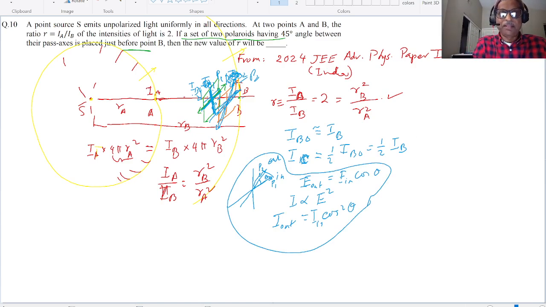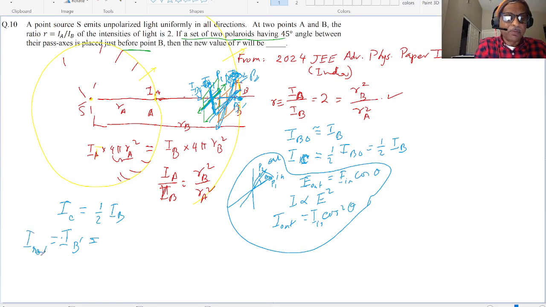So IC is half IB, and then the one through the polarizer, let's call this B prime, IB prime, which will be the new IB after two polarizers, right? That will be IC times cosine squared 45 degrees, which will be half.